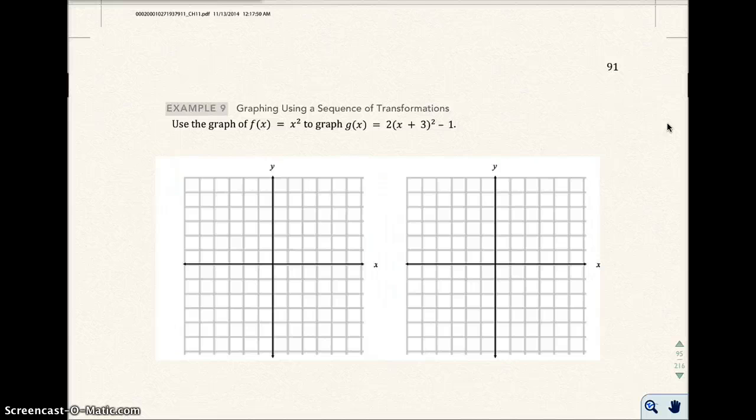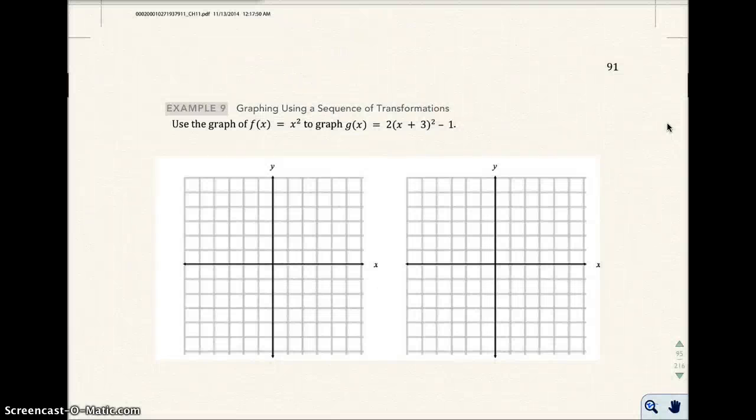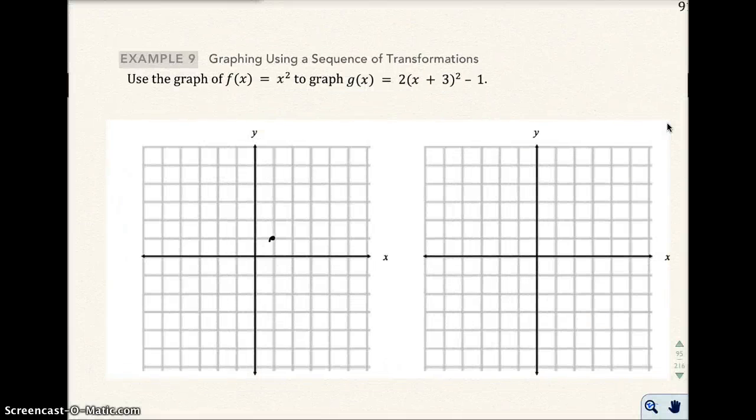So here I have you the graph of f of x equals x squared to graph this transformation. So before I even get started, I'm going to go ahead and graph x squared. Okay, there is f of x equals x squared.